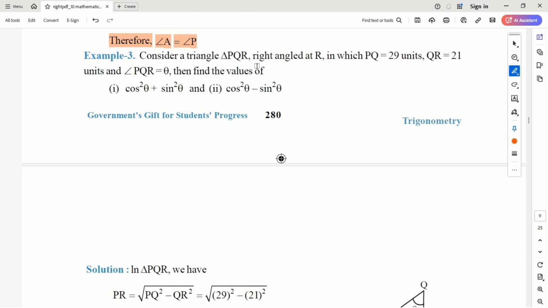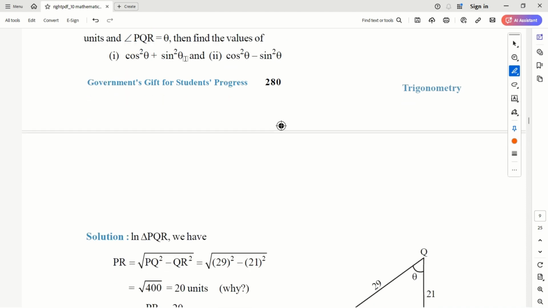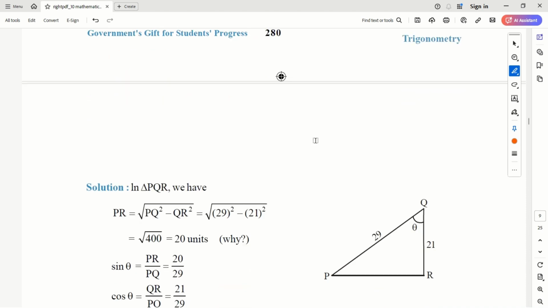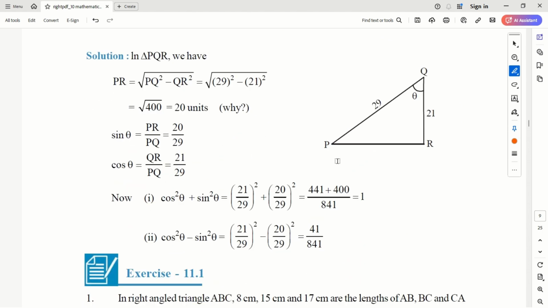consider triangle PQR, right angled at R, in which PQ equal to 29, QR equal to 21 units, and angle PQR equal to theta. Find the values of cos square theta plus sin square theta, cos square theta minus sin square theta. So this is the given data. PQ equal to 29, QR equal to 21. So PR will be equal to, apply Pythagoras theorem, you will get 20 units.